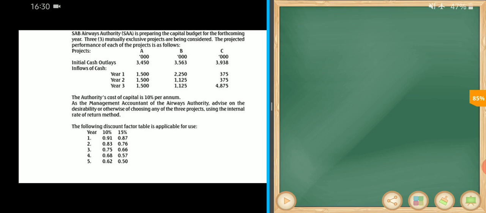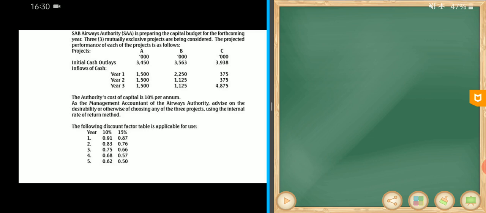Now, they said the following discount factor table is applicable for use. Now, you can see that we have 2 costs of capital here. We have 10% and we have 15%. And they've given us our discount factor. Remember, I told you it's not every time they will give you your discount factor. You may have to calculate it yourself. And also, it's not every time they will give you the second cost of capital. Like this question where they gave us the first cost of capital, 10%, they also now gave us another cost of capital, 15%. It might not be the case. Sometimes they may only give you 10%. So, advise to solve that 10% first.